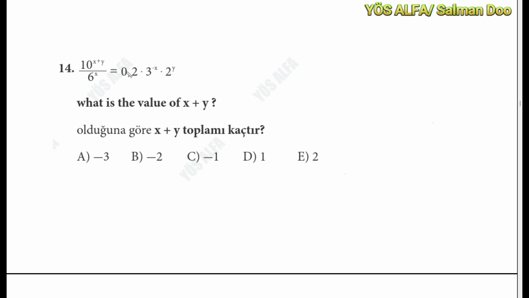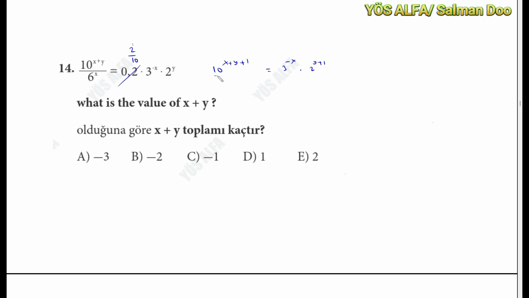Since we have 10, I'm going to change this to 2 over 10. So we have 10 to the x plus y times 10 is equal to 10 to the x plus y plus 1. And we have 3 to the minus x times 2 to the y, and this is 1. So you have y plus 1 over here.